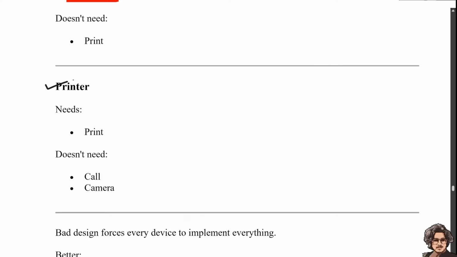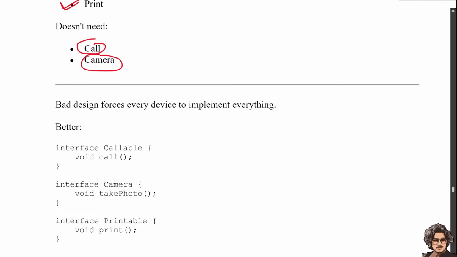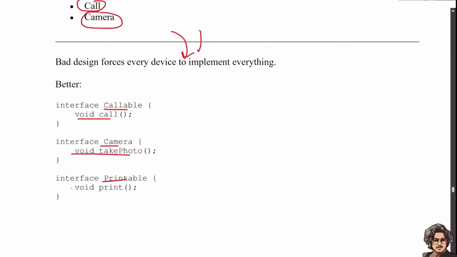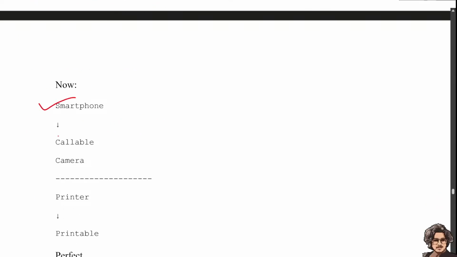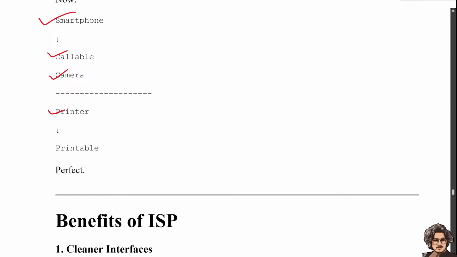And if I want a printer, a printer does not need a call feature or a camera feature. So bad design forces every device to implement everything. A better design is interface Callable to call, interface Camera to take photo, and interface Printable to print. Now the smartphone has the callable and camera methods, and the printer has only printable methods. That is perfect.